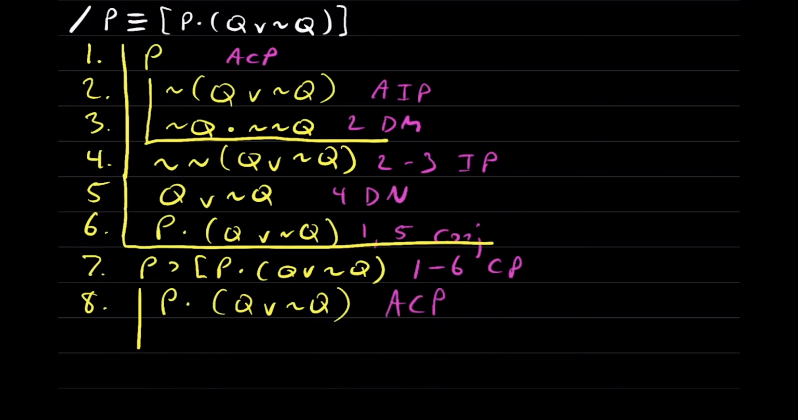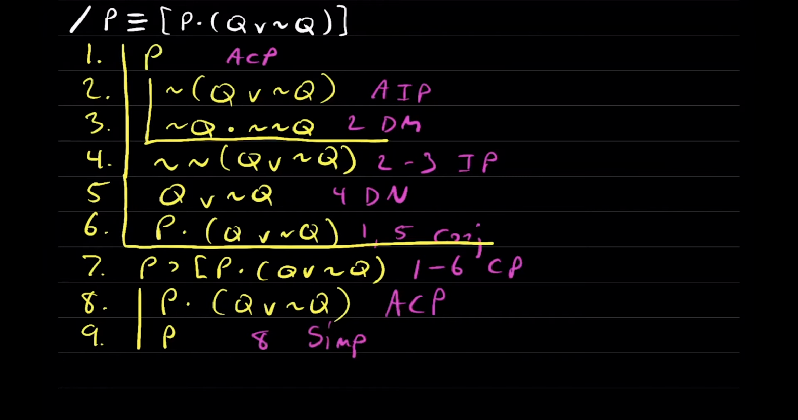Now we're trying to show that the conditional goes the other direction, which is very easy to get because on line 8, we have P as part of a conjunction. So we can just simplify to get P on its own line. That's going to be line 8 by simplification. And we are actually done with that conditional proof sequence.